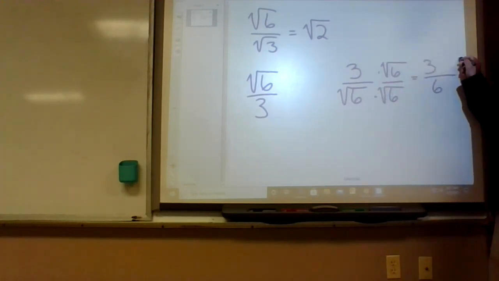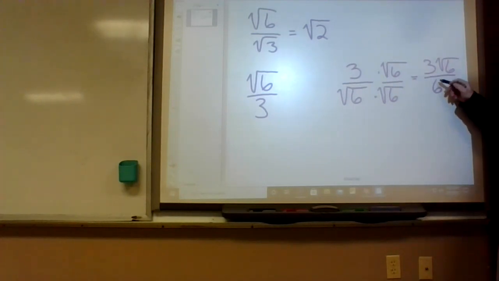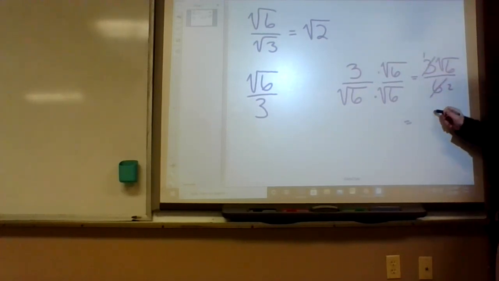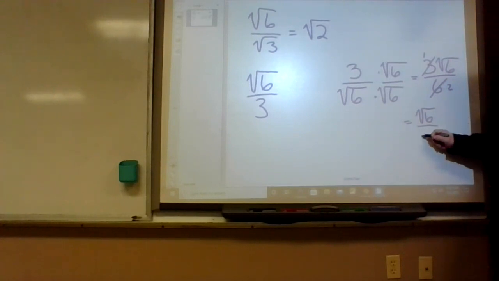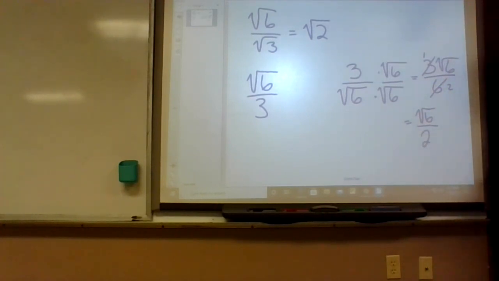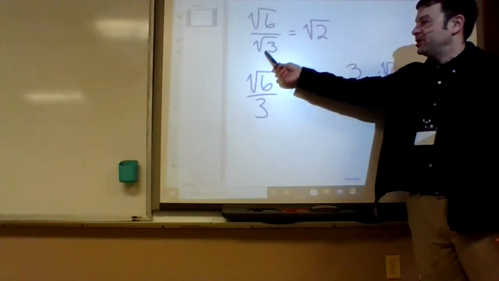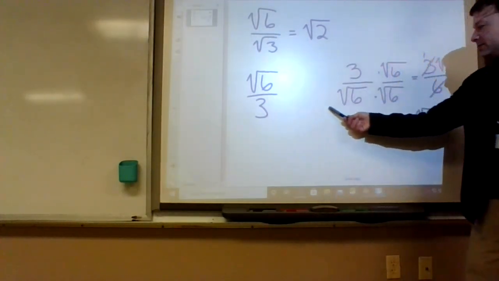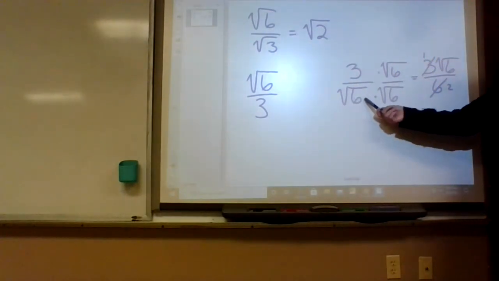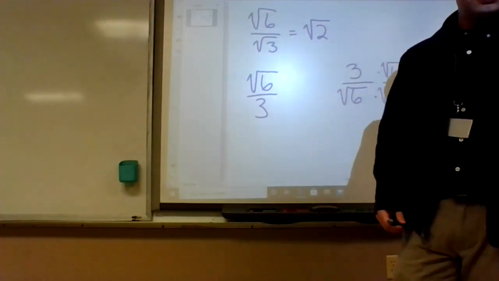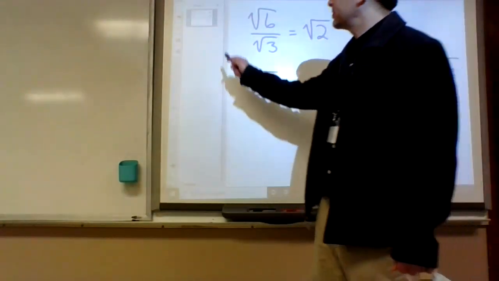The top is 3 square root of 6. Can I do anything else to this? Yes, 3 and 6 can reduce. They're both normal numbers. These cannot reduce, but these can. So that would be 1 and 2, so it would be square root of 6 over 2. So square roots with square roots can be divided, and you can't leave a square root on the denominator. We'll get to the rest of it as we go.